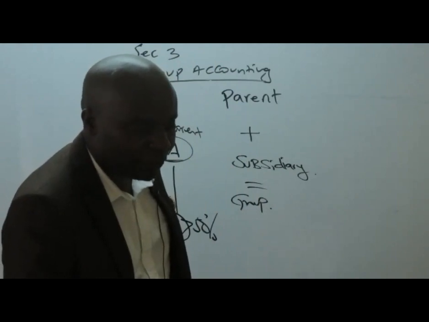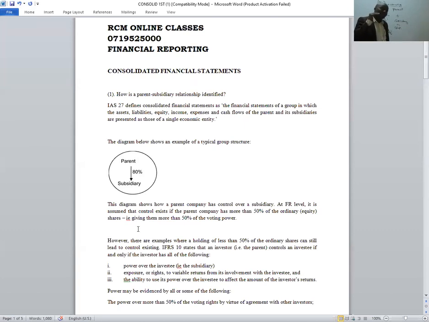So what have we said? That for us in financial reporting, the threshold is 50%. But when you go a little bit higher to CPA section 6, or rather advanced level, these are the kind of things we'll be knowing here. However, there are examples where a holding of less than 50% of the ordinary shares can still lead to control existing. IFRS 10 states that an investor, i.e. the parent company, is the investor.